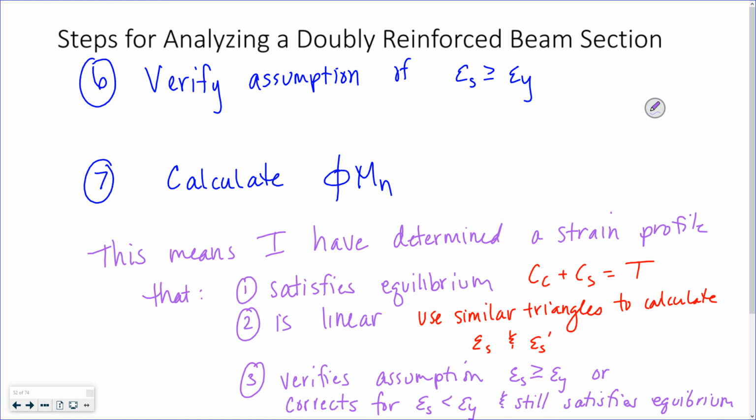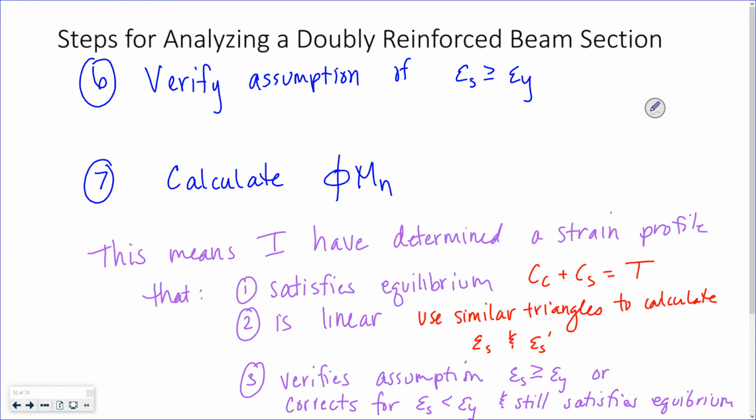All the tools in my toolbox for reinforced concrete flexural design are my equilibrium, the forces in my compression side are equal to the forces in my tension side. Those forces are either just the concrete or there's a little bit of concrete and steel in compression, and then the only thing in tension is your tensile reinforcement. My strain profile, I assumed it's linear. This is going back to the very beginning of all this. So I can use similar triangles to calculate the strain in both my tension and compression reinforcement.